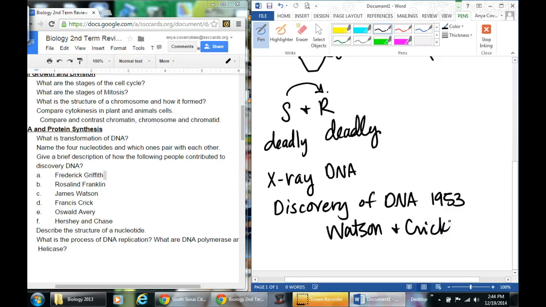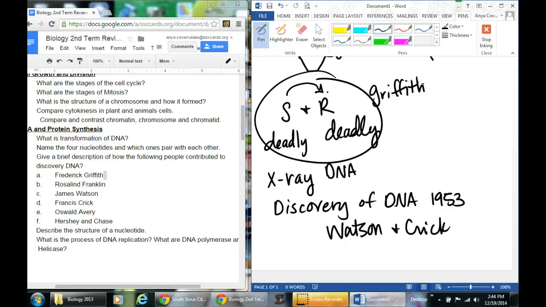Oswald Avery, he identified that DNA in fact does have a transforming principle, which he basically built off of this experiment of Griffith, and he really wanted to prove that that was really what was taking place. And so he did a series of tests. He did chemical analysis, he did enzyme tests, and his group finally had evidence to support that DNA was genetic material, and so that was being passed down from generation to generation.